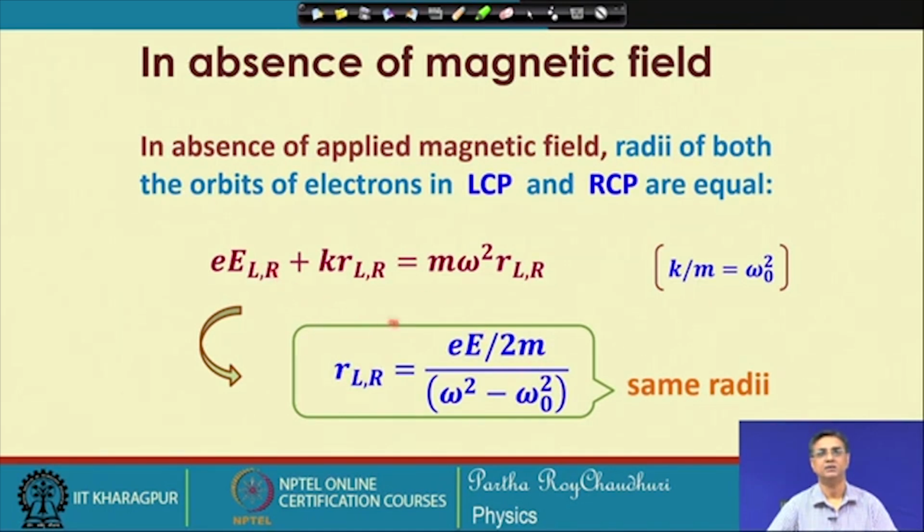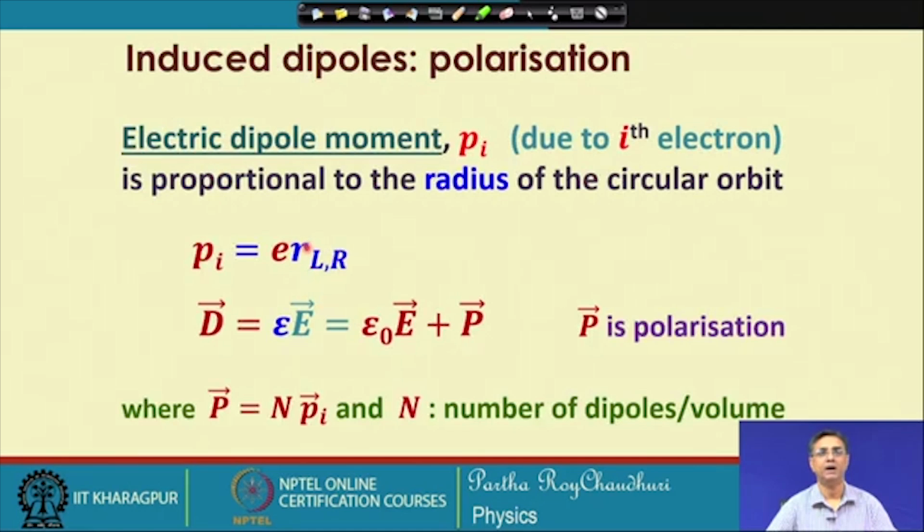E_L, E_R is equal to E by 2. So, we have substituted. So, this tells you that the radii of the electrons in left handed and right handed circular motion are the same. Now, having known the value of R, we can calculate the electric dipole due to the ith electron. So, p_i equal to e into R_L,R, and then the displacement vector can be written as D equal to epsilon_0 E plus P, where epsilon_0 is the free space permittivity. This is again a known relation in electrodynamics.